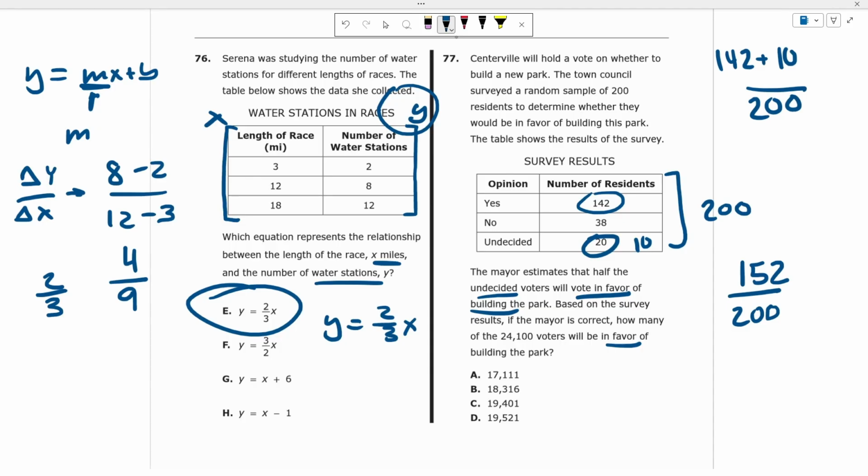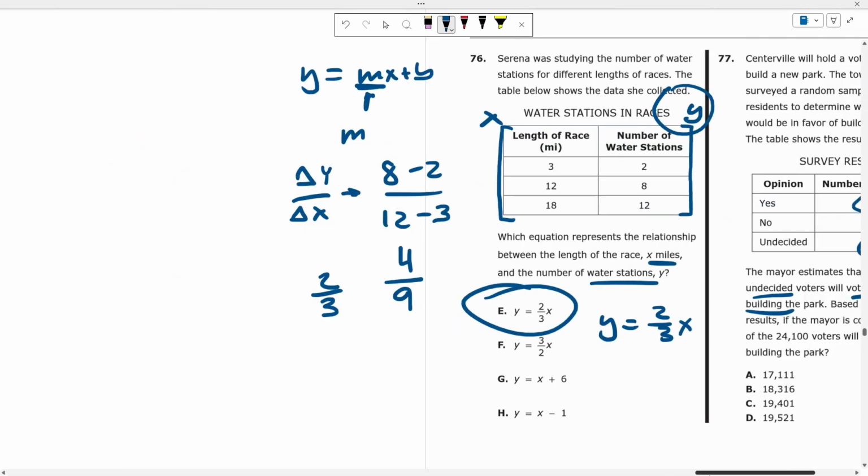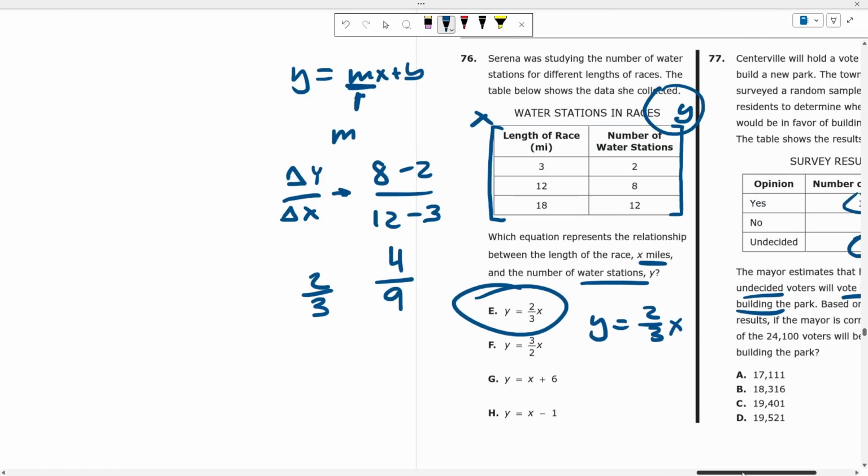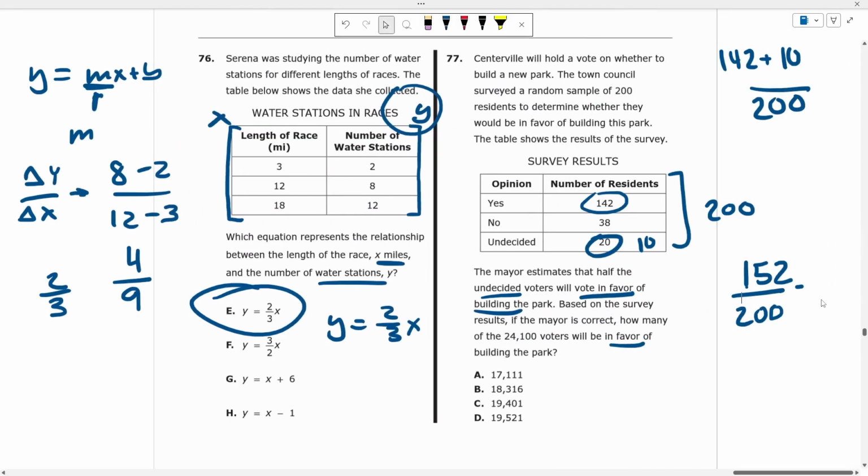So I need to first convert this into a percentage that I can then use. I need to convert this 152 over 200 into an actual usable number and multiply that by everything else. So 152 divided by 200 is equal to 0.76.